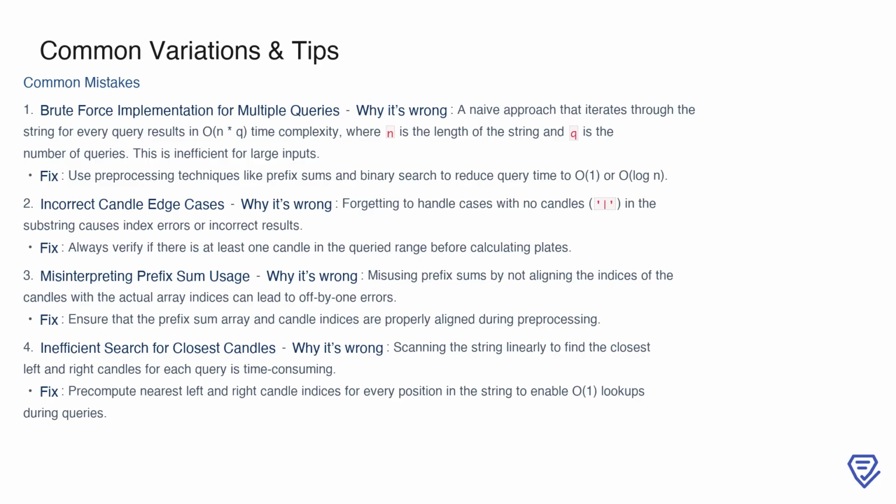Finally, inefficiently searching for the closest left and right candles by scanning the string linearly for each query wastes time. A better approach is to pre-compute the nearest left and right candle indices for every position in the string, allowing for O(1) lookups during queries.